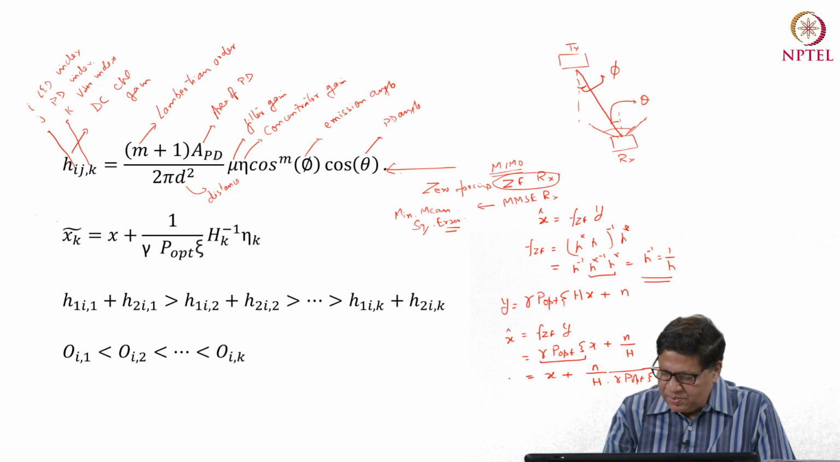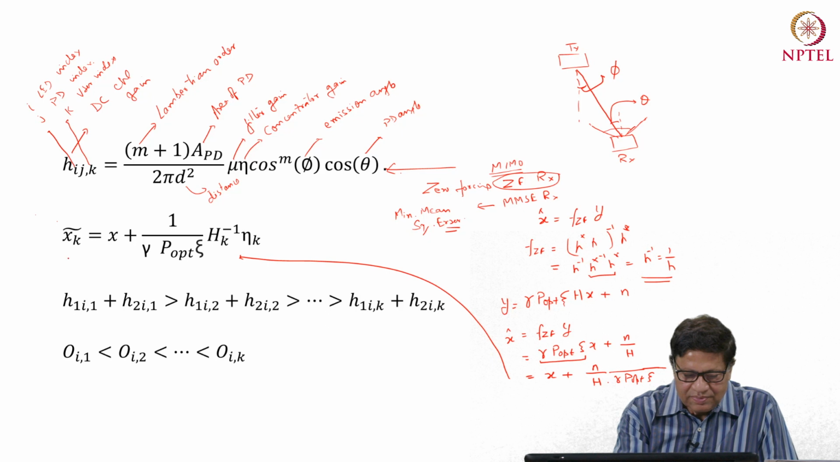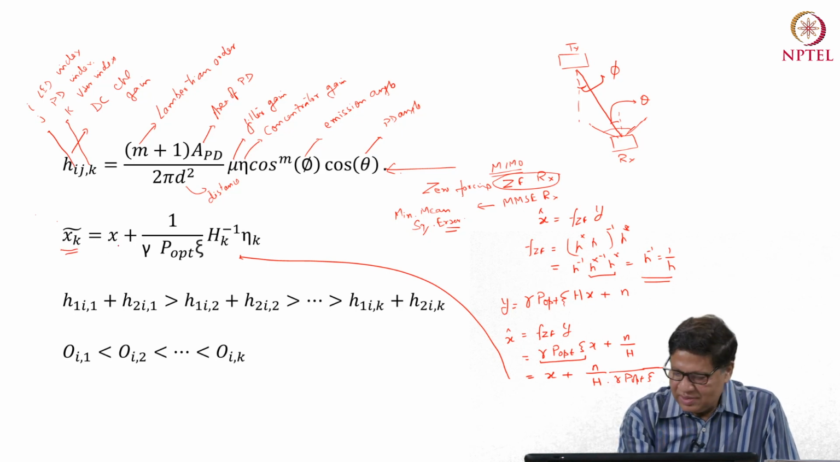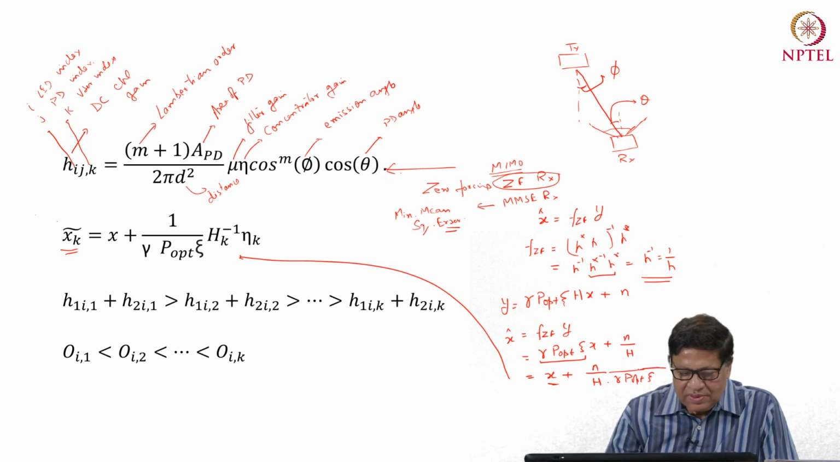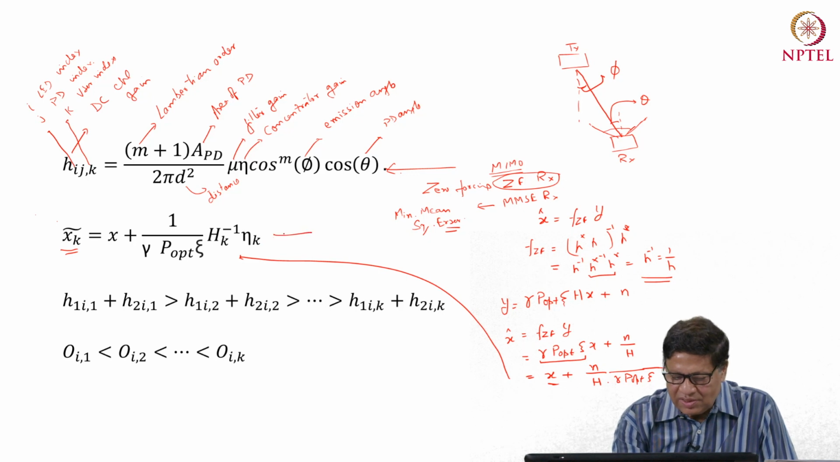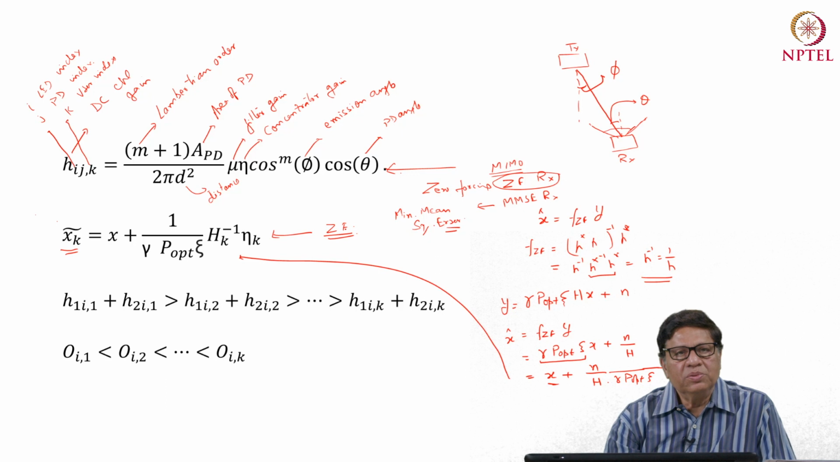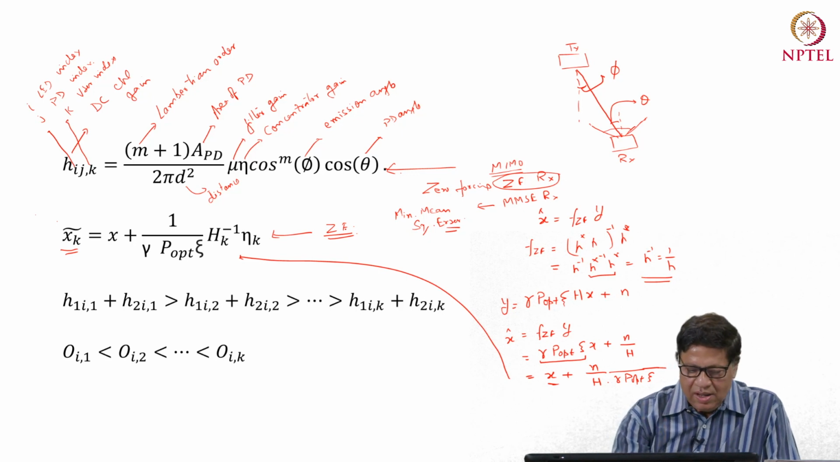So this is estimated for the kth user: x plus 1 by gamma P_opt xi into H inverse into n_k. This is the noise, so this is n_k. So this is the zero forcing receiver I have used here. Please refer to earlier classes for better understanding of the zero forcing receiver.